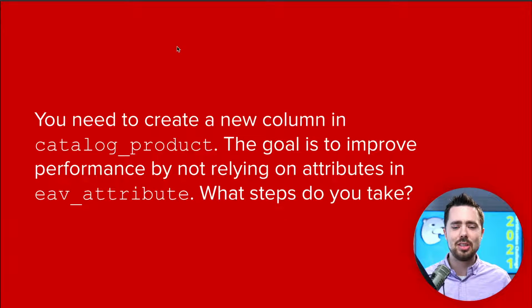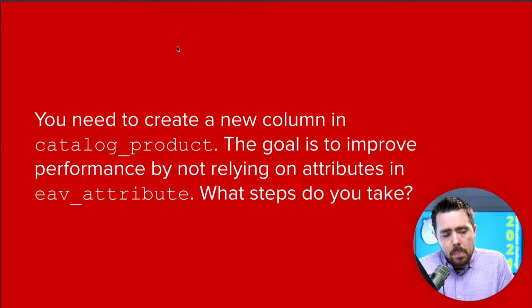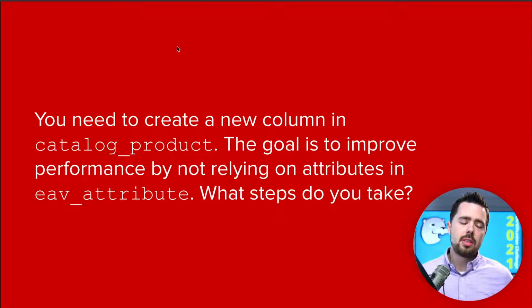Yes. This is a good one. Okay, we kind of touched on this last week. But what if we need to create a new column in the catalog product table? How would we go about doing that? This is where static attributes come into play. We can create the column and then we set the values.